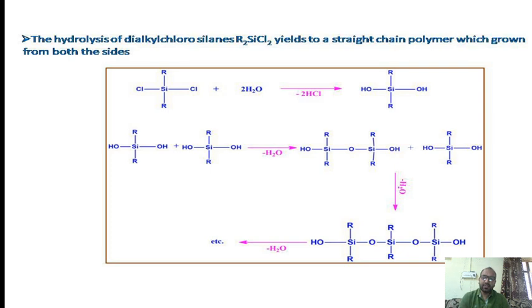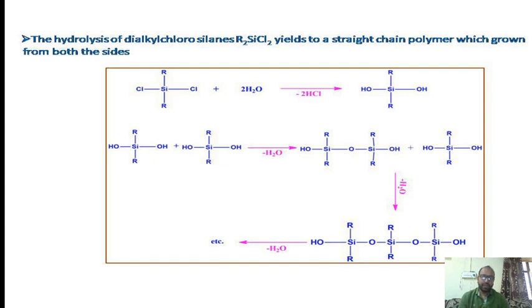This dialkyl dichlorosilane or diaryl dichlorosilane upon hydrolysis yields straight chain polymers which grow from both sides. As evident from this reaction series, we have taken dialkyl dichlorosilane and treated it with water and we got R2Si(OH)2. This R2Si(OH)2 condenses with another molecule of R2Si(OH)2, and with the loss of water we see that the chain is increasing.